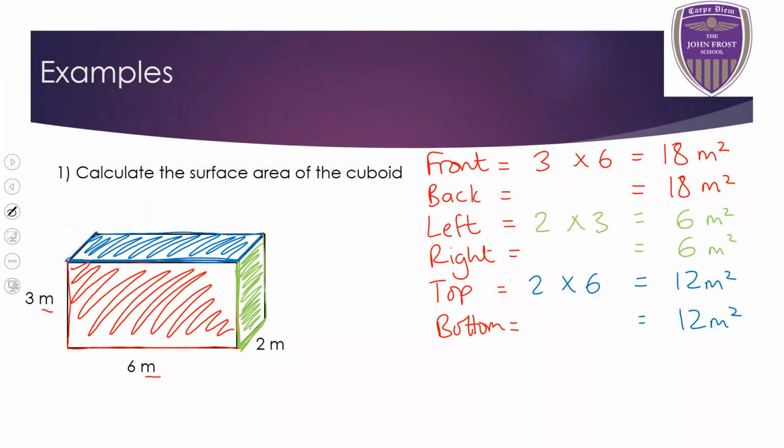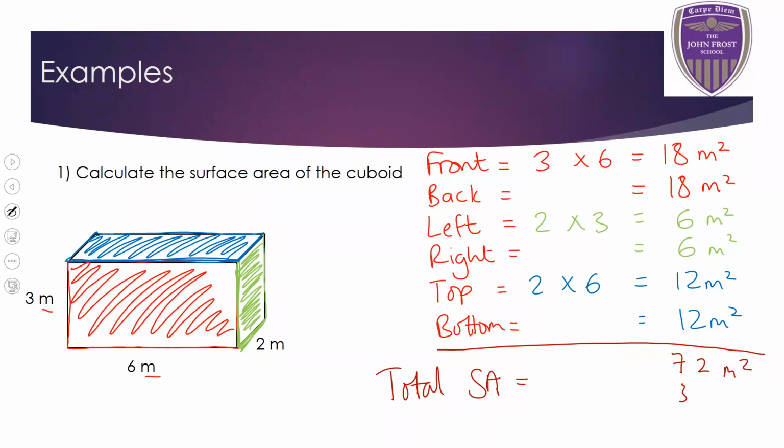So all we're going to do now is just add the values together. So I'm going to write total SA for surface area, and I've set them out on top of each other, so you can just use a column method if you need to. Okay, so I think the first column is 32. So carry the 2 over, and then you've got 1, 2, 3, 4, 5, 6, 7.